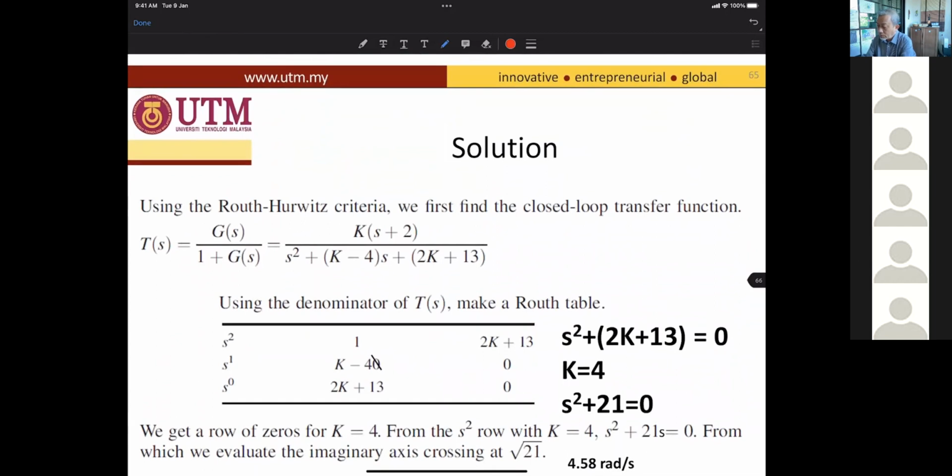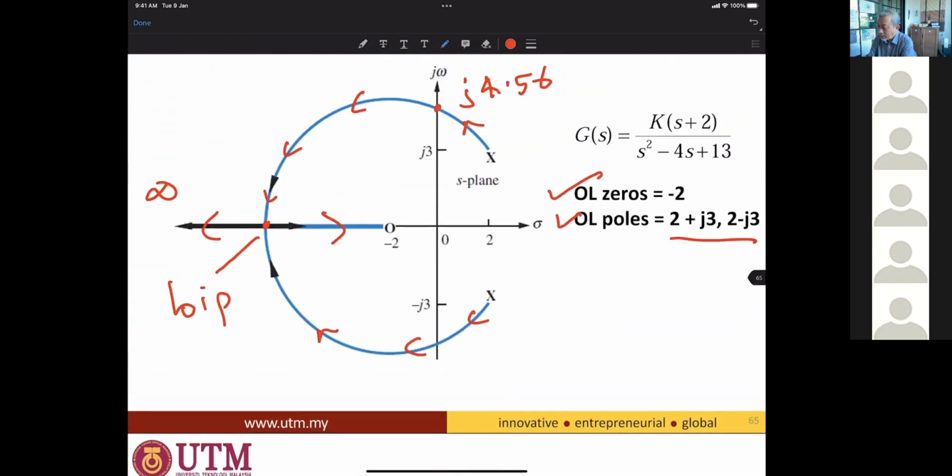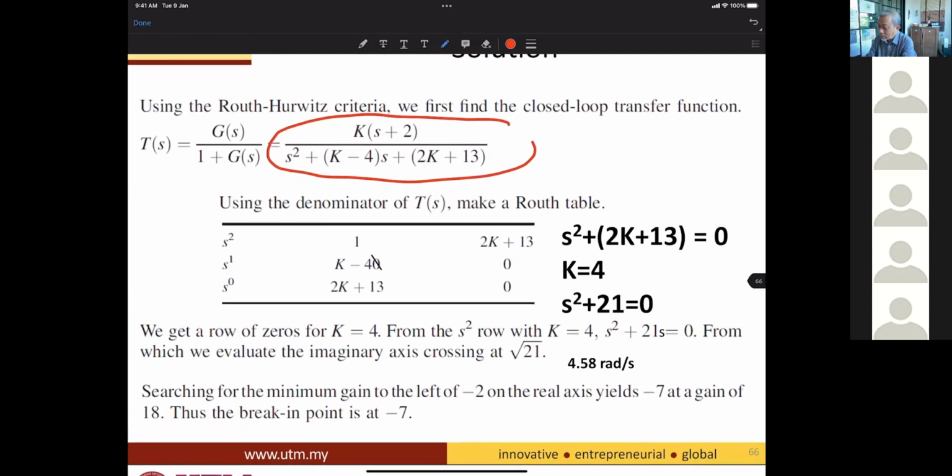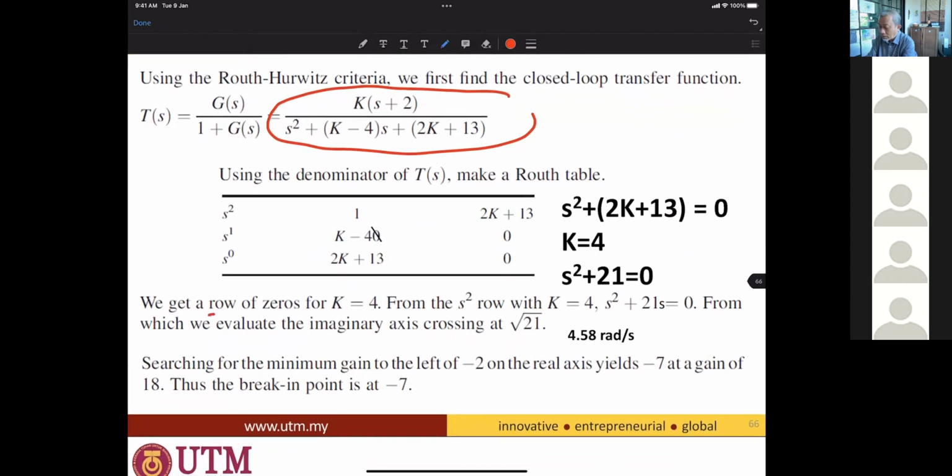So using the Routh-Hurwitz criterion, we find the closed loop transfer function here. We want to validate this value 4.56 using the Routh-Hurwitz criterion. So we insert the value there: 1, k minus 4, 2k plus 13. And then we get a row of zeros for k equal to 4. So you will use k equal to 4 and insert it into the polynomial s squared plus 2k plus 13. Where do we get it? We get it from here.